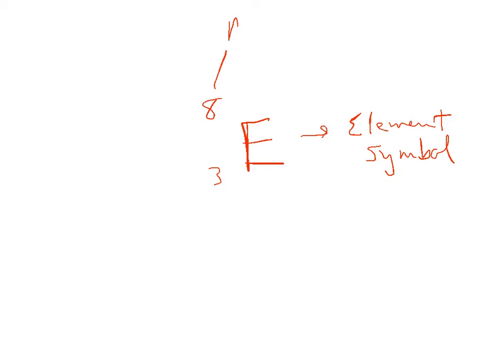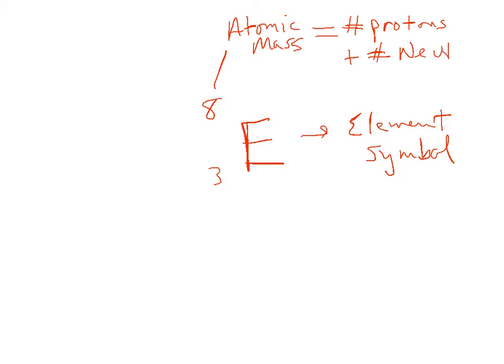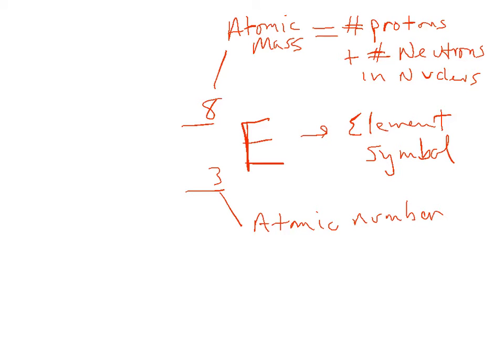This number here, this is called the atomic mass number. And this number tells you the number of protons plus the number of neutrons that are in the nucleus. Okay? This number down here is the atomic number. This is the mass number, this is the atomic number. And the atomic number is equal to the number of protons in the nucleus.